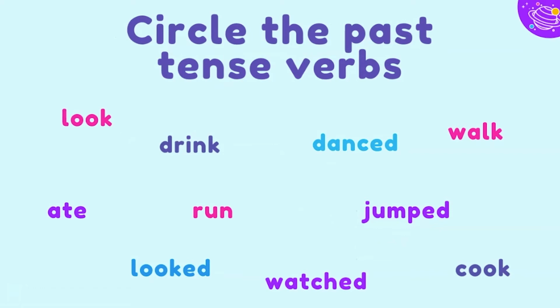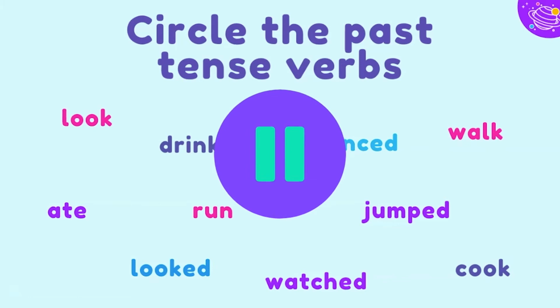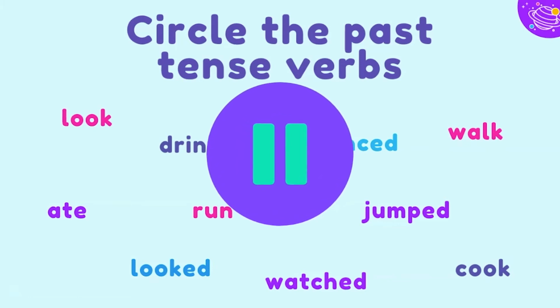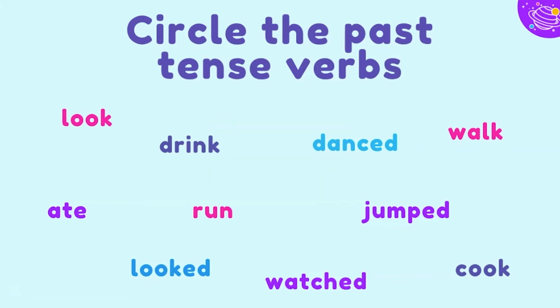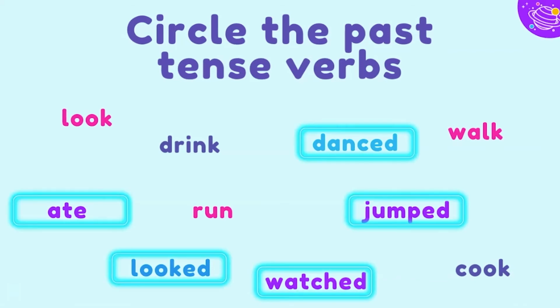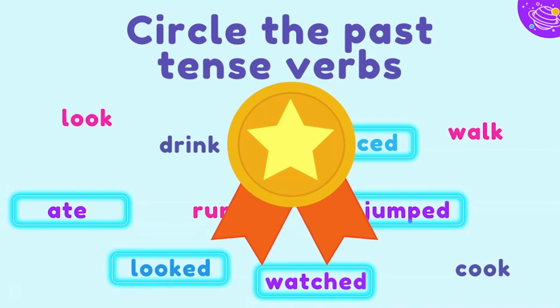Now, circle the past tense verbs. Pause to think or keep watching for the answer. Did you circle the past tense verbs? Our first verb is danced. Next is ate, then jumped, looked, and watched. Well done.